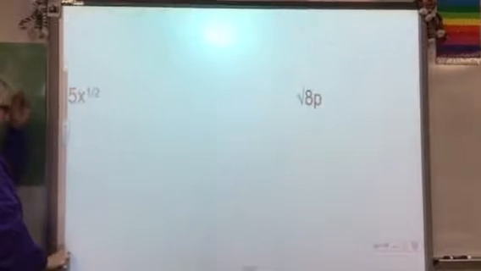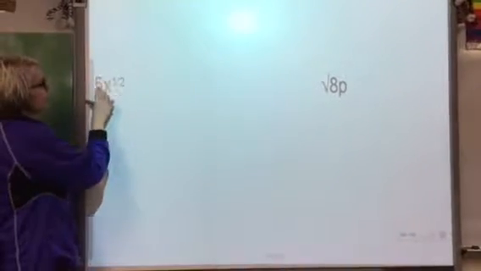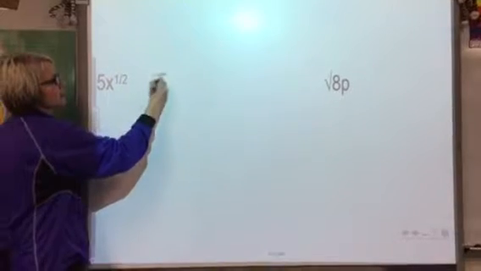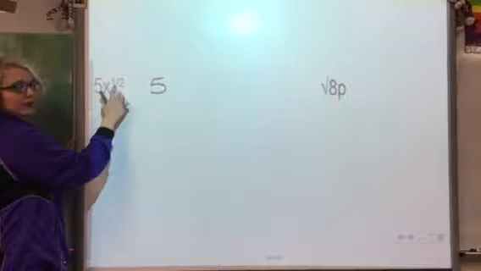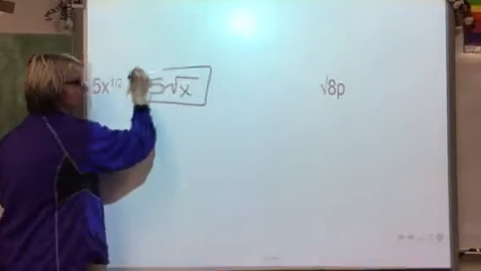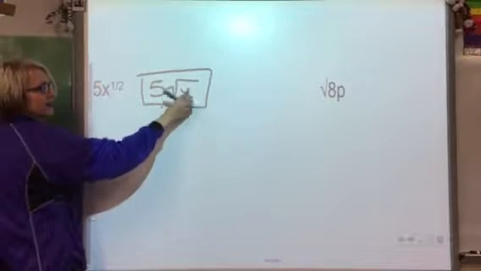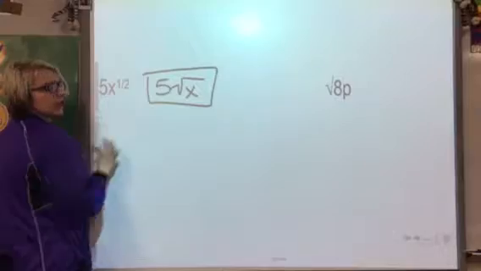Moving on. 5x to the 1/2. The 5 has a power of 1 next to it, so the 5 just stays 5. The x is what has the power of half next to it, so it becomes radical x. So this is 5 radical x. I cannot simplify this, so I leave it in radical form. It's x to the power of 1, so it's just x, and it's the square root of it.